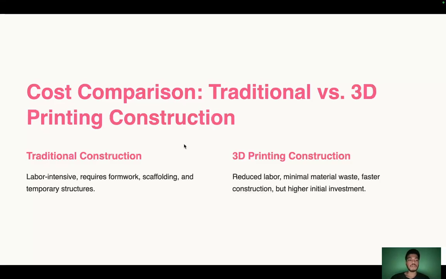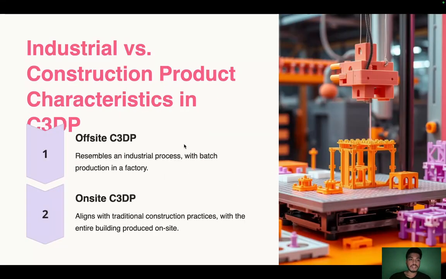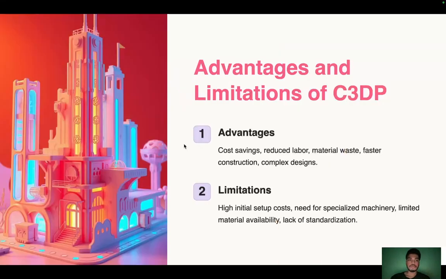Traditional construction is labor intensive and requires frameworks, scaffolding, and temporary structures, whereas 3D printing construction reduces labor, produces minimal material waste, and is faster, but has a higher initial investment. Industrial versus construction product characteristics in C3DP: off-site C3DP resembles an industrial process with batch production in a factory. On-site C3DP aligns with traditional construction practices, with the entire building produced on site.